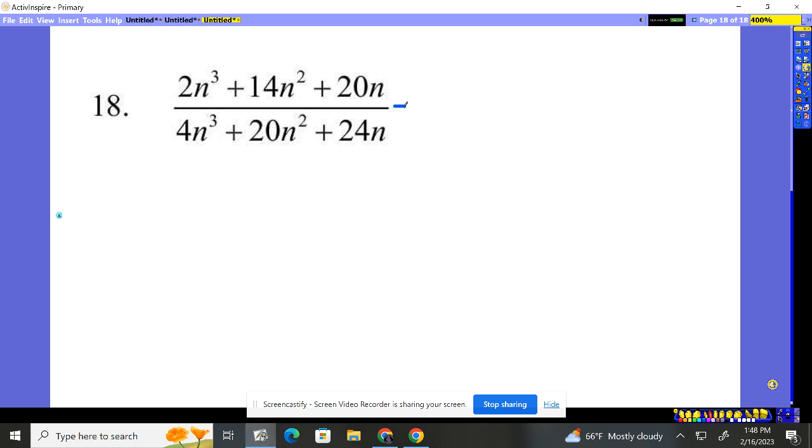So the first thing we're going to do is let's go ahead and factor out what all three up top have in common. They all have a 2 and an n. So I'm going to factor that out. So 2n times what? n squared would give me 2n cubed. 2 times a 7 will give me the 14, and then an n times n will give me back that n squared, plus a 10 here, and that's it.